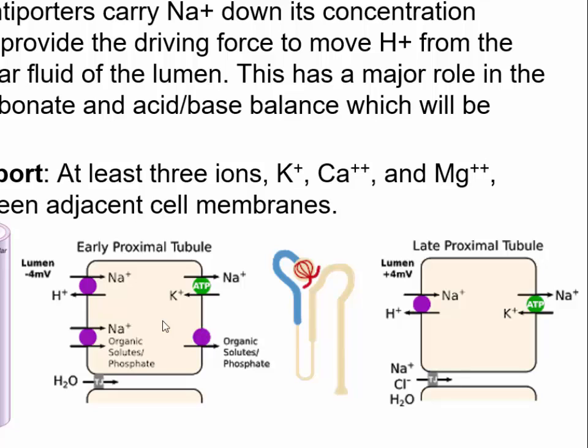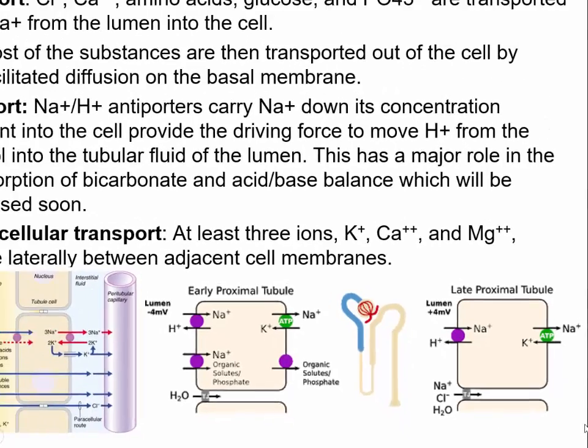We're going to go over this process a little bit later on when we talk about acid-base regulation within the kidneys. You also have transcellular transport, or at least 3 ions, potassium, calcium, and magnesium, can literally diffuse between the adjacent cell membranes. Remember, we talked about the tight junctions shown here. These tight junctions are permeable to certain ions in different places along the tubule system, so they're not as impermeable as in other places. Here in the proximal convoluted tubule, certain ions can move between the cells, what we call transcellular transport.